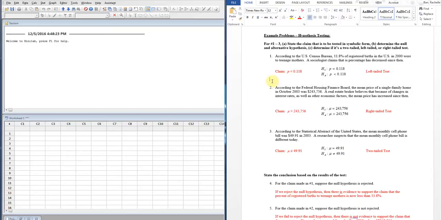Alrighty, so first up, we're going to be looking at some hypothesis tests. We're just going to form some hypotheses and determine what type of test we should be using.